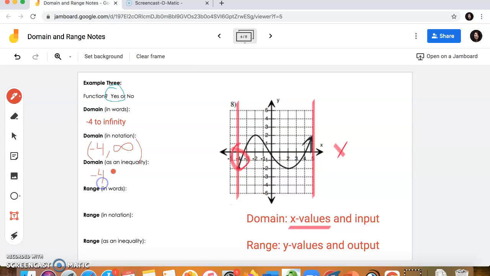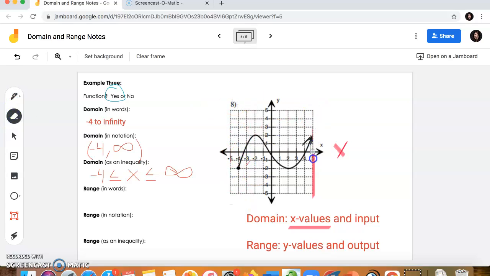Make our inequality signs. Make sure you use x because we're talking about domain. And then another inequality sign. Now I'm going to go ahead and erase this to make it a little bit more clear for our range.